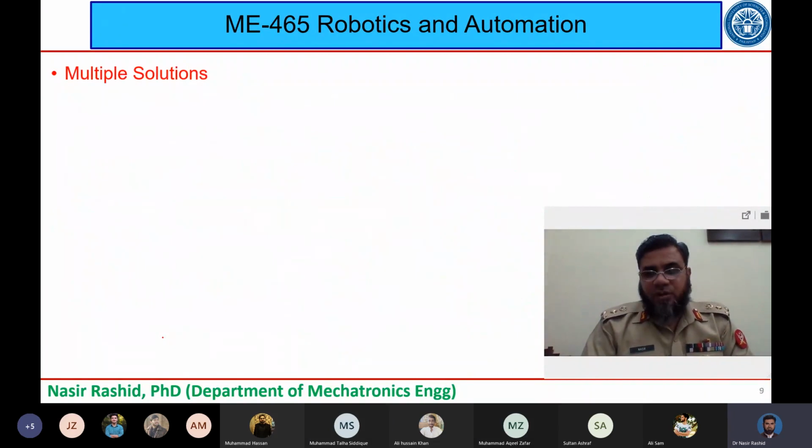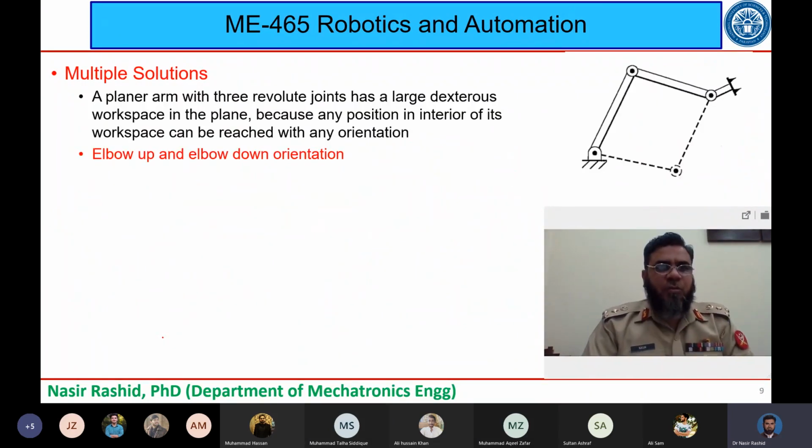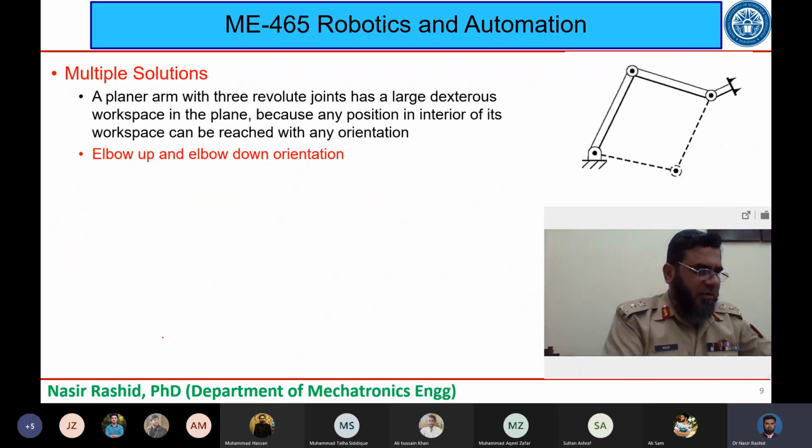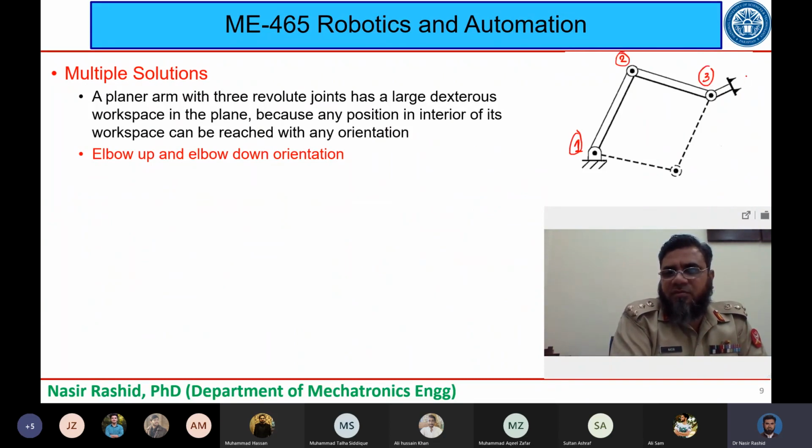Okay, so if no, so let us move forward, and now we are going to talk about the multiple solutions. Again, मैं एक planar arm की बात करने लगा हूँ. A planar arm which has 3 joints. This is joint number 1. This is joint number 2. This is joint number 3, and we have the tool frame here. Okay. So let us just read this.